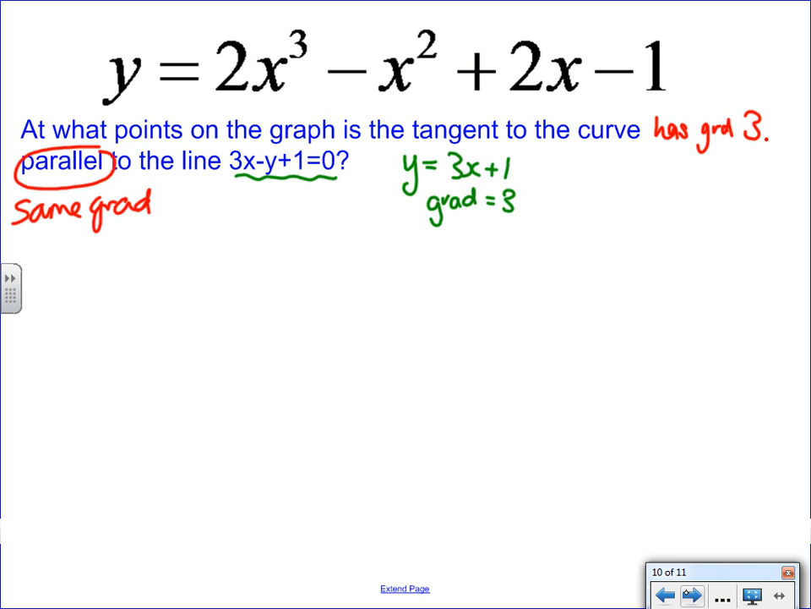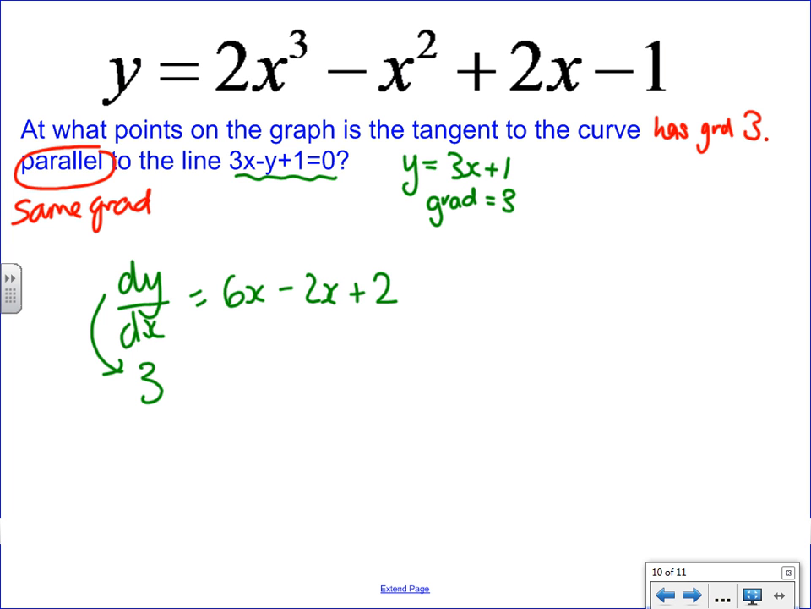So we need to know where is the gradient of 3? So we need the gradient function, don't we, which is 6x squared minus 2x plus 2. And we want to know where that is equal to 3. That's the important thing: dy by dx is 3. The gradient is 3.